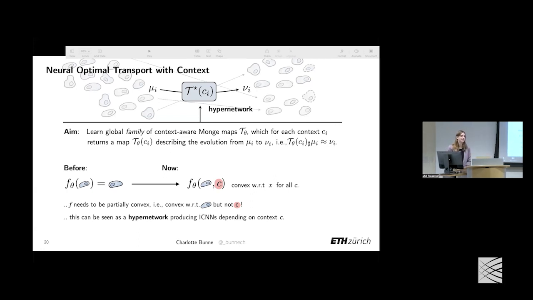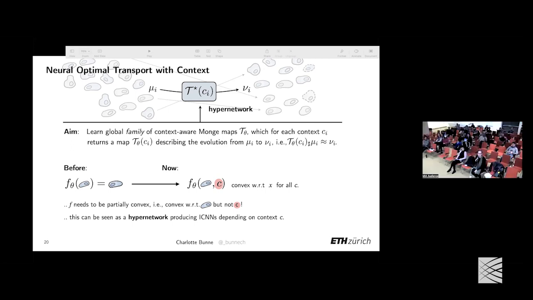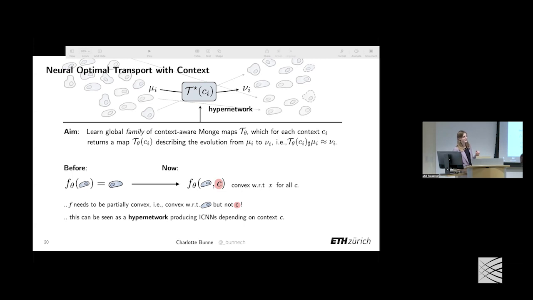Charlotte, can you remind us what was the meaning of the context? And is it always taking on discrete values, or could it ever be a gradient? Yes, so I'll talk about this in the second next slide.